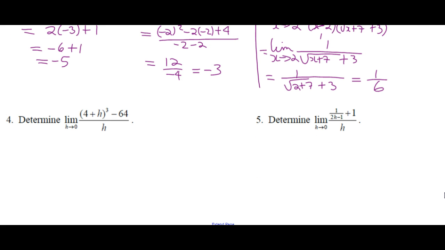Okay, next page for you, but still the same page for me. Okay, what are we going to do? Well, we have a difference of cubes, right? We got something cubed. It happens to be a 4 plus h. Yep. Okay. And we got a 64, which is the cube of 4. So, what do we do? We factor the difference of cubes, right?